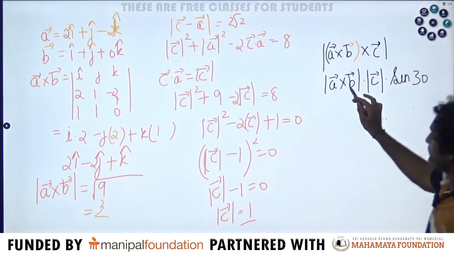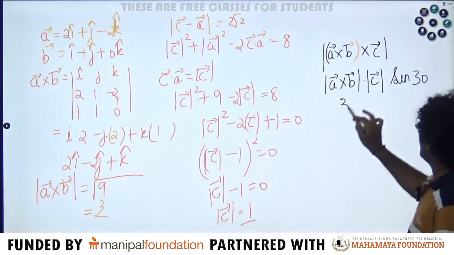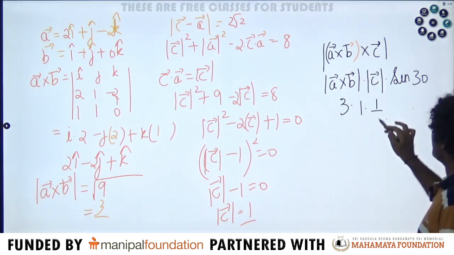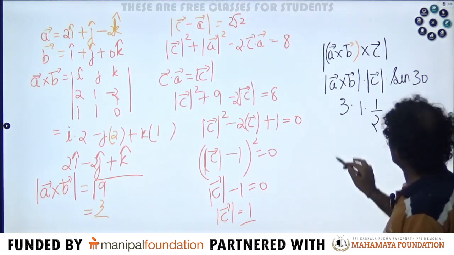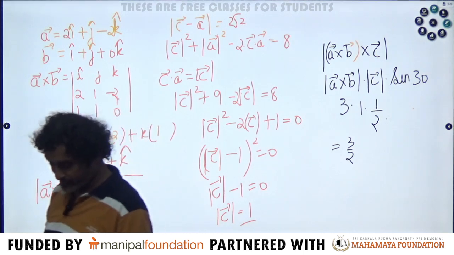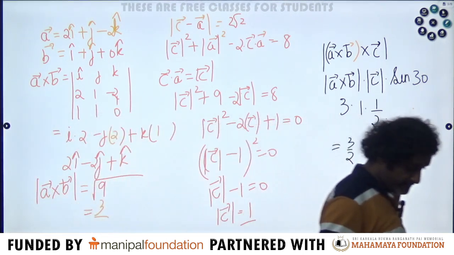Yeah. So this is what we have done here, for this 3, right? And the magnitude of C is 1 and sin 30 is 1 by 2, so the answer is 3 by 2. So this is why we had to do such big steps. Okay. Is that fine? Can you all copy it?